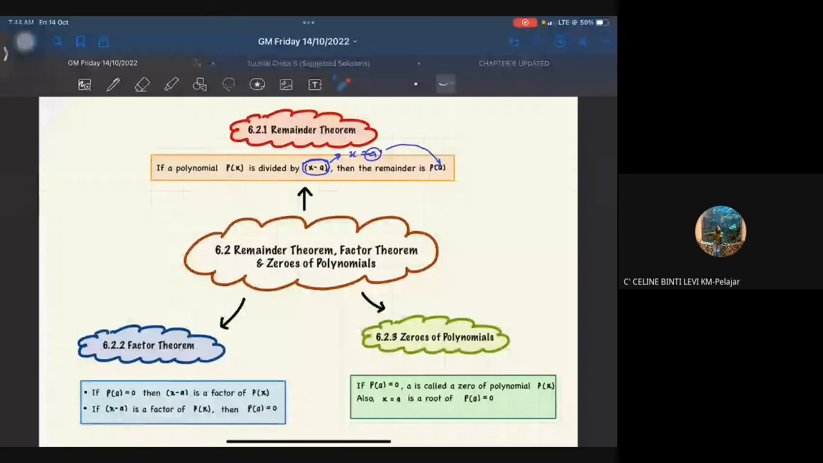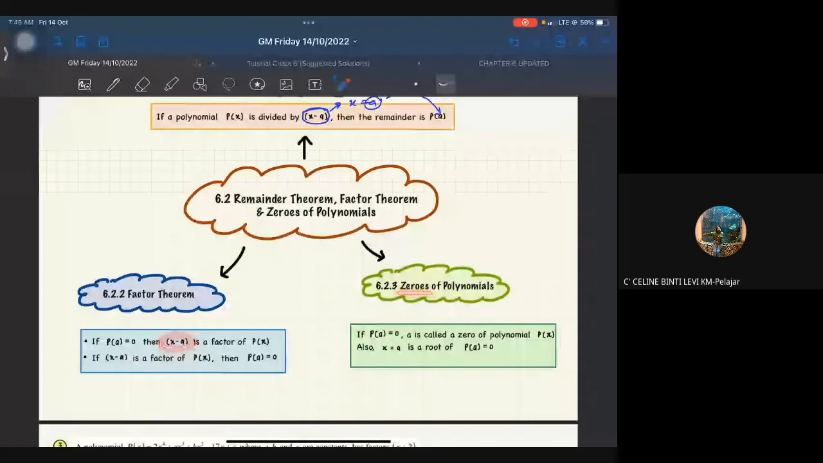So kita guna factor theorem dan 6.2 polynomials. Beza dia hanyalah yang belah kiri ni dia dalam bentuk factor. So dia dalam bentuk x minus a. Okay. So kalau zeros pula dia dalam bentuk root ataupun dalam bentuk zero. Okay, so kita tukarkan sahaja yang ini kepada bentuk x equals to a ataupun a sebagai zeros. So itu sahaja beza dia antara yang ini dan yang ini.